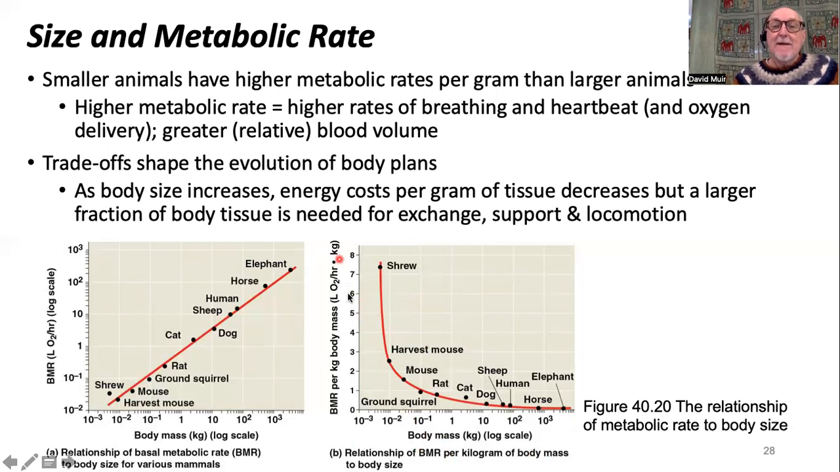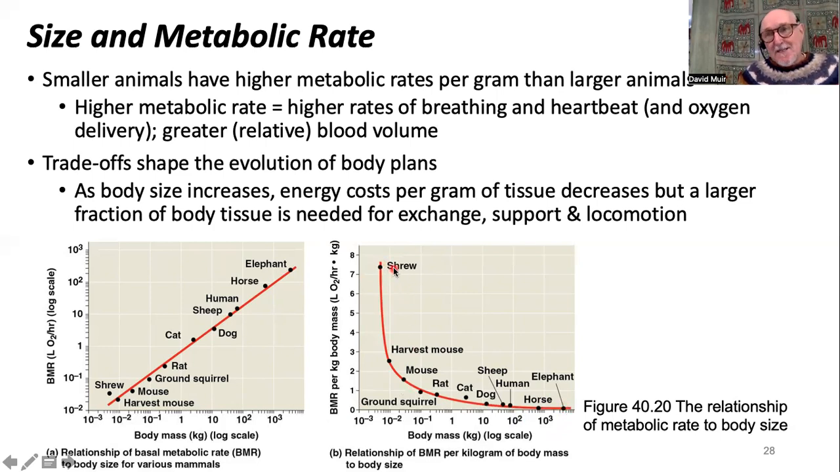And this is a semi-log scale. Okay, log there and arithmetic there. What we see now is that the shrew's demands are much, much higher. The metabolic rate of the shrew overall is incredibly high. That of the large animals, the elephant, is relatively low.